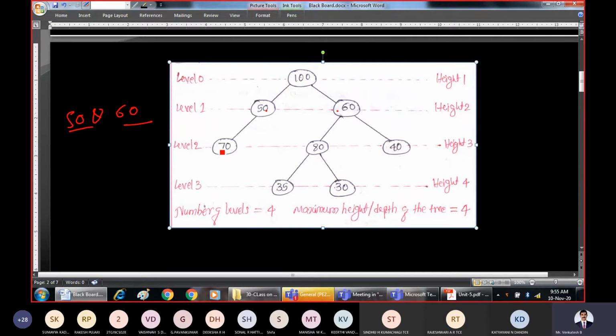Similarly, when you consider 70, 70 is a child of 50. 80 is a child of 60.